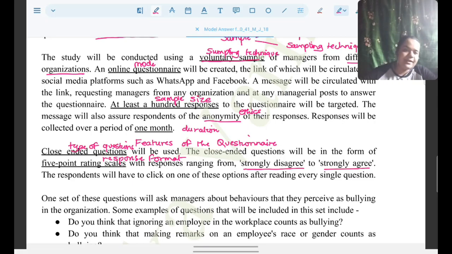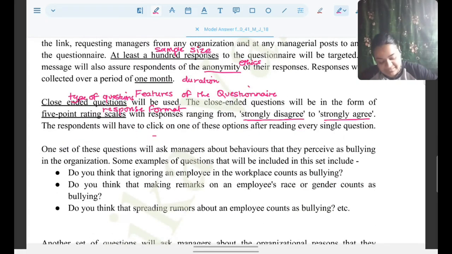So in this paragraph, I have discussed the main features of the questionnaire, which type of questions will be there, and what the response format will be. Going further, continuing with the features of the questionnaire, we definitely need to present examples of questions that are going to be asked. The examples part is extremely important.